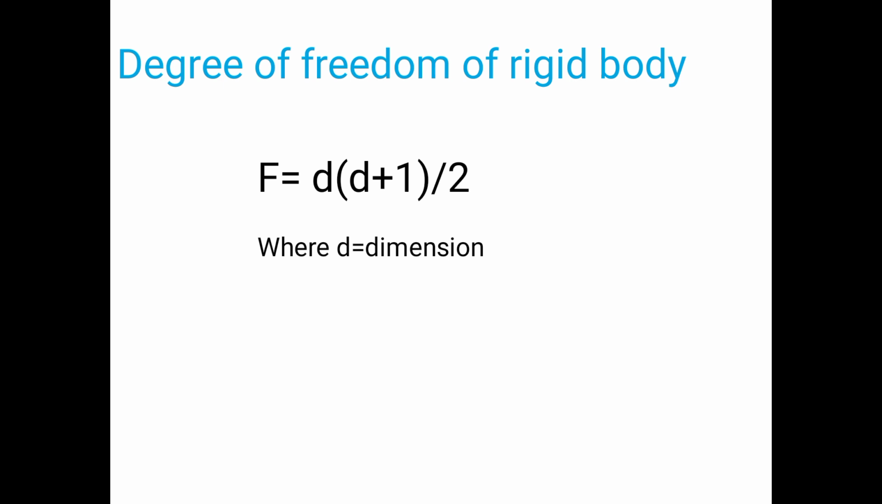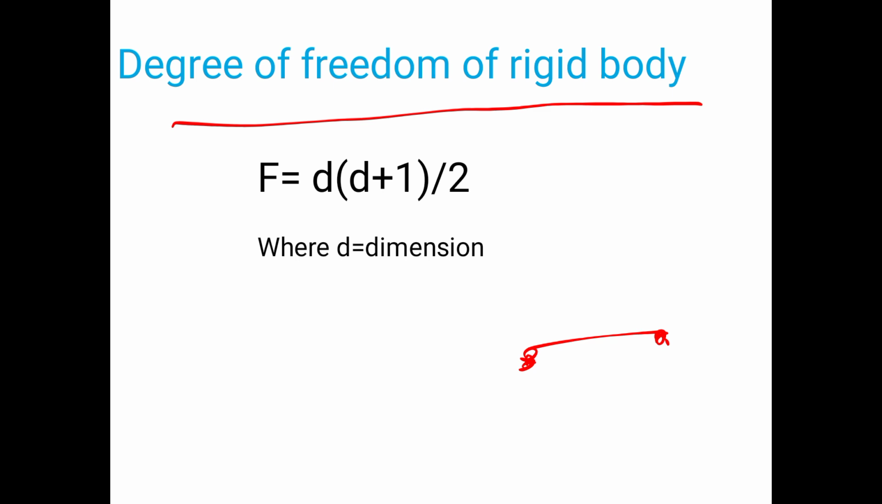The degree of freedom of a rigid body. Basically, what is a rigid body? A rigid body is a body in which the distance between 2 points remains unchanged even while it is in motion. Even when it is in motion, the distance between 2 points remains fixed. This type of body is called a rigid body. You have already studied this, I think.